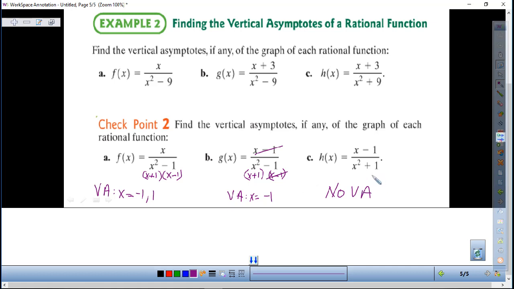All right, over here with h of x, x squared plus 1 is a sum of squares. It does not factor. Therefore, there's no value that's going to make that equal to 0, so there are no vertical asymptotes for it.